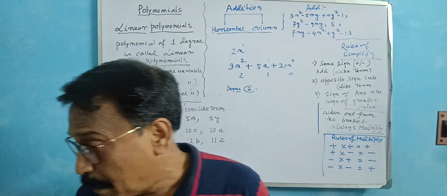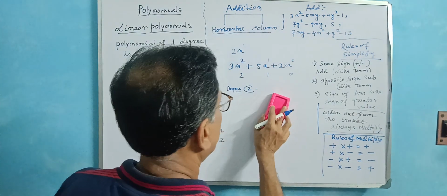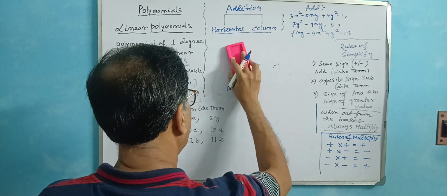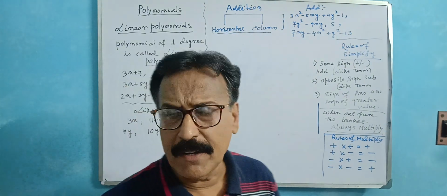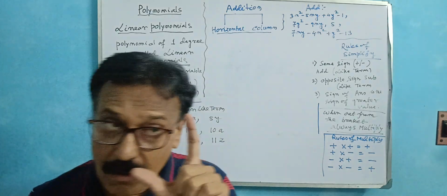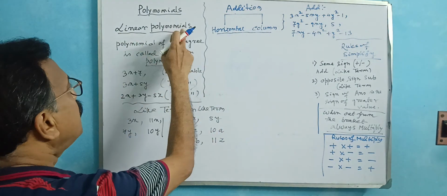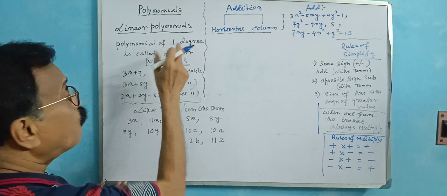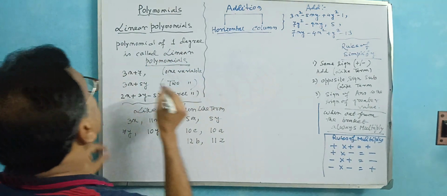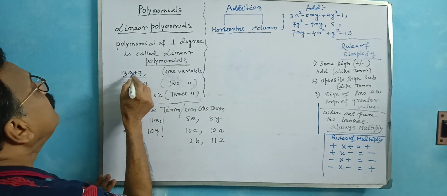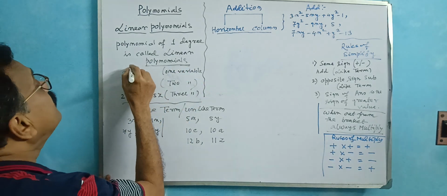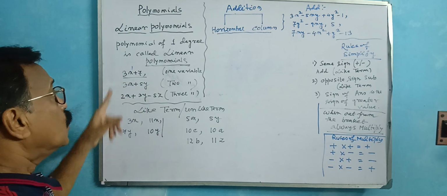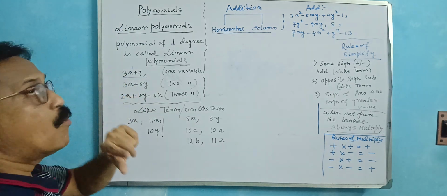But in case of the linear polynomial, what do you mean by the linear polynomial? The degree is 1. 1 variable, 2 variables, no matter, but the degree is 1. So linear polynomial means the polynomial of 1 degree. Suppose here is an example. I write here 3x plus 7. 1 variable, x is 1 variable. And what's the degree? Power is 1, the degree is 1. So this is called a linear polynomial.